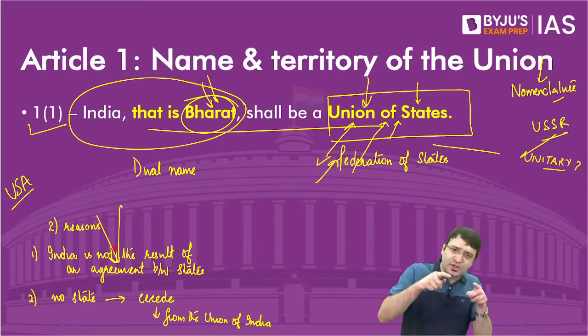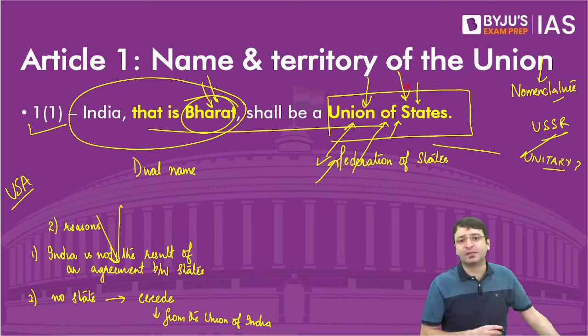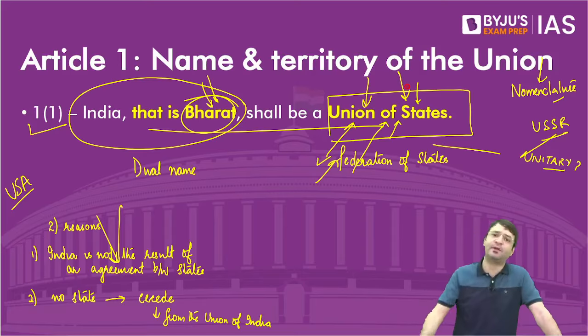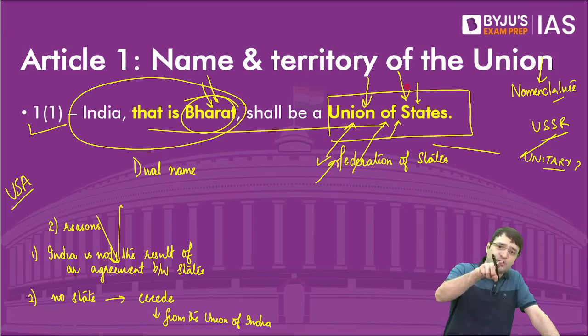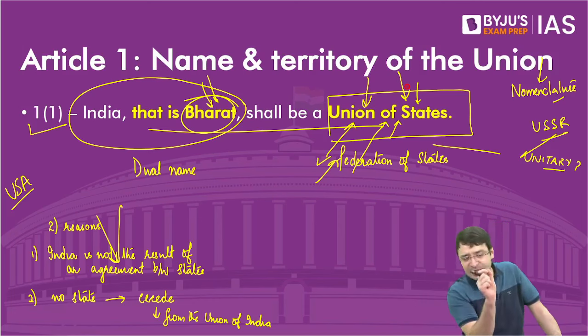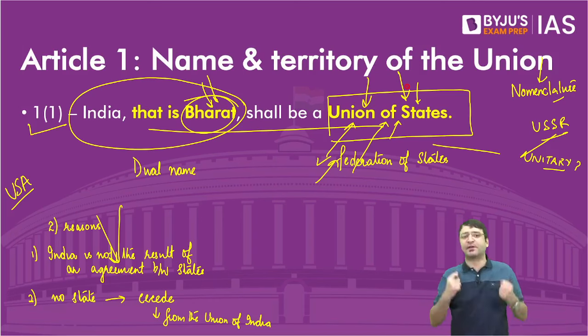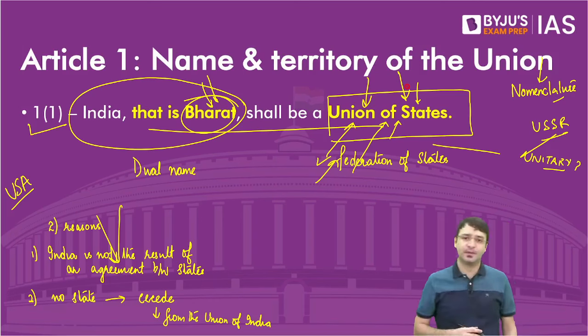If I have used the term Union of States, that means no state has the right to come out of the Union of India. If I would have used the term Federation of States, that means at any point in time, a state could have said, I want to come out of this federation, which we cannot allow.